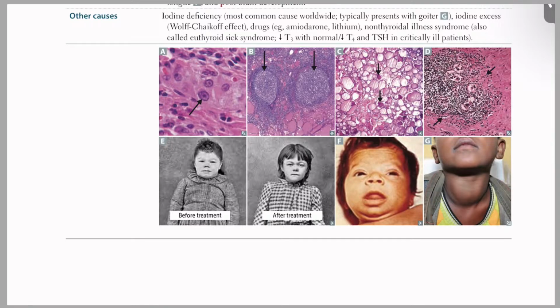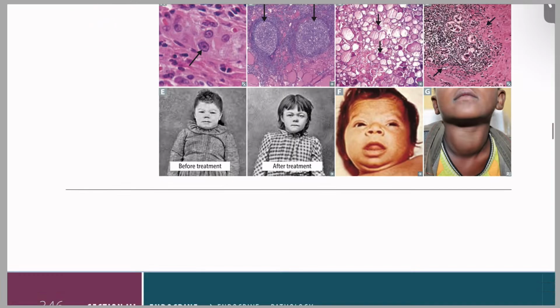Other causes of hypothyroidism: iodine deficiency, the most common cause worldwide, typically presents with goiter. That is picture G. Iodine excess, Wolff-Chaikoff effect. Drugs, amiodarone, lithium. Non-thyroidal illness syndrome, also called euthyroid sick syndrome: decreased T3 with normal or decreased T4 and TSH in critically ill patients.